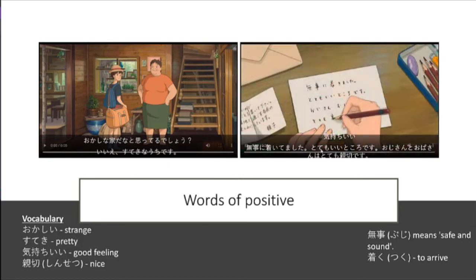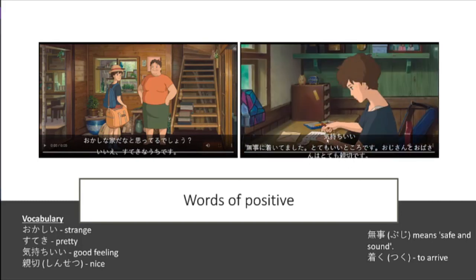無事に着きました。とてもいいところです。おじさんおばさんもとても親切です。Okay, so you got 気持ちいい, which is like a good feeling. So 気持ち is feeling, いい is good. And you pronounce this 気持ちいい. Then you got some other adjectives. So おじさんとおばさんは。So, uncle and auntie, ojisan is uncle, obasan is auntie, wa, totemo shinsetsu desu. So you got the very, here, totemo ii tokoro, totemo ii, very good, very shinsetsu, which is nice, so very kind, very nice, kind people.